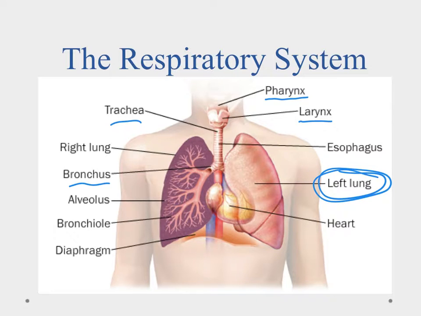Notice the esophagus from the digestive system is here as well. So we have air and food passing through the same areas. The glottis is the opening of the respiratory system, and there's a little flap of skin called the epiglottis, which closes the airways when food or water enters, so we don't get water and food into our lungs.